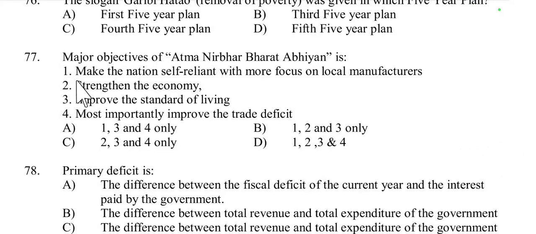Then question number 77, major objective of Atmanirbhar Bharat Abhiyan. Atmanirbhar means self-reliant. The Atmanirbhar Bharat Abhiyan is to make the nation self-reliant with more focus on local manufacturers. Atmanirbhar means we have to give more emphasis to local manufacturers, MSME, small industrialists. Then strengthen the economy, and then improve the standard of living. The standard of living should be increased.